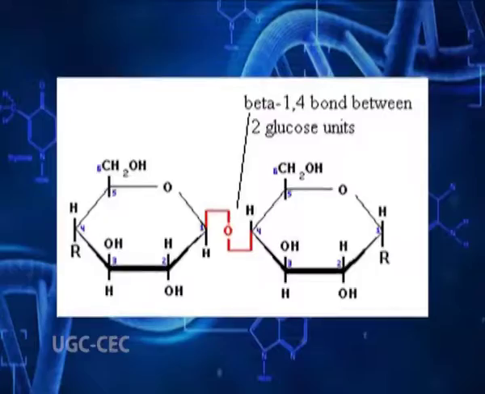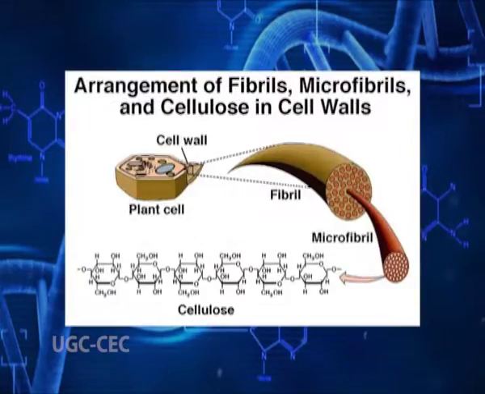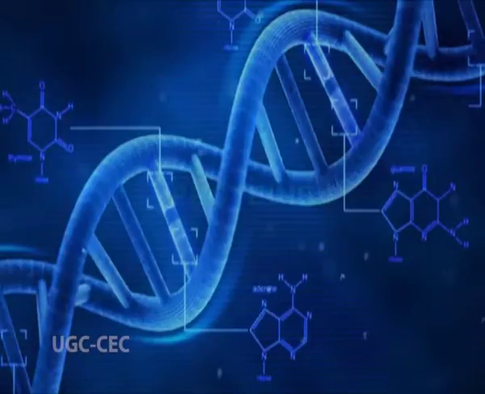The glucose residues are linked together through beta 1,4 glycosidic linkages. It is found in plants as microfibrils 2 to 20 nanometer in diameter and 100 to 40,000 nanometer long. These form the structurally strong framework in the cell walls.